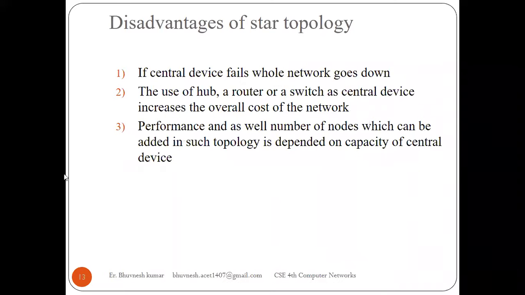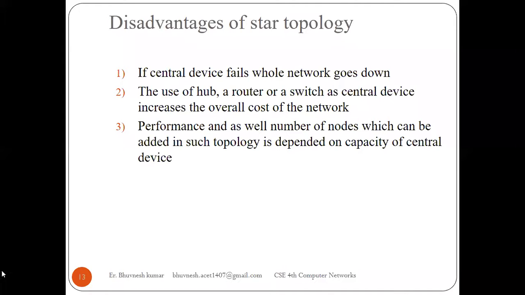Disadvantage of star topology: if the centralized device fails, the whole network fails. If your switch fails, then your whole network will fail. A switch can have a problem, such as a power supply problem. If it is not on, then it is also a problem, and the devices in your network cannot communicate with each other.